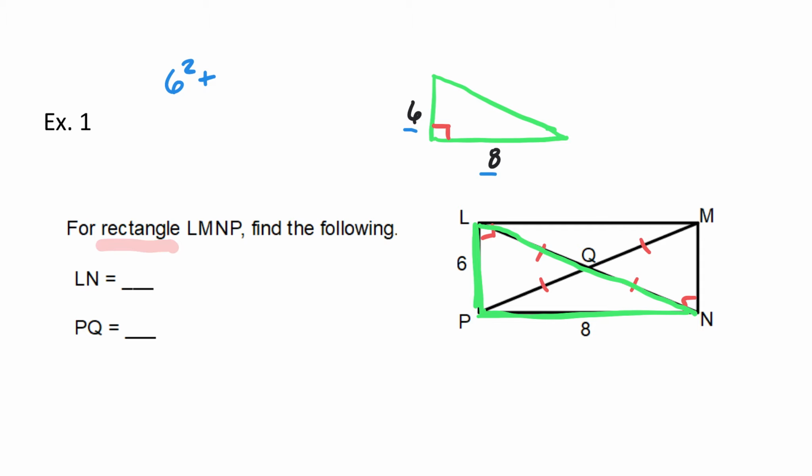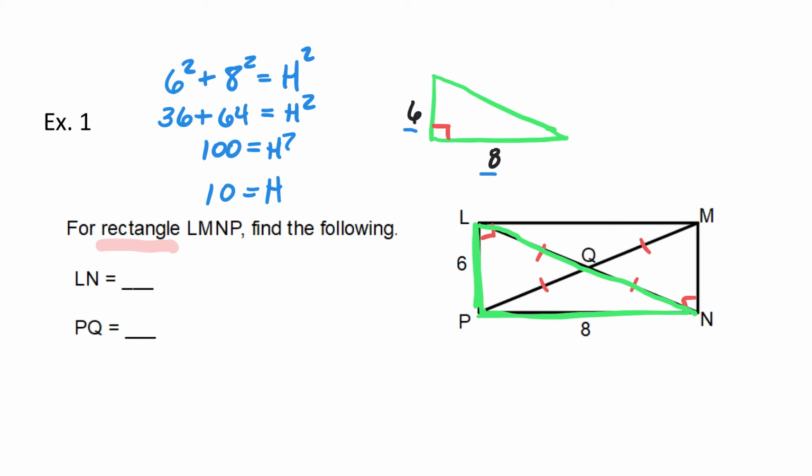6 squared plus 8 squared will give us our hypotenuse squared. So 36 plus 64 is the hypotenuse squared. So 100 is the hypotenuse squared. Therefore, our hypotenuse is a measure of 10. And as I was saying when we first started this, that is the 3, 4, 5 triangle, just a multiple of 2. 3 times 2, 4 times 2, 5 times 2.